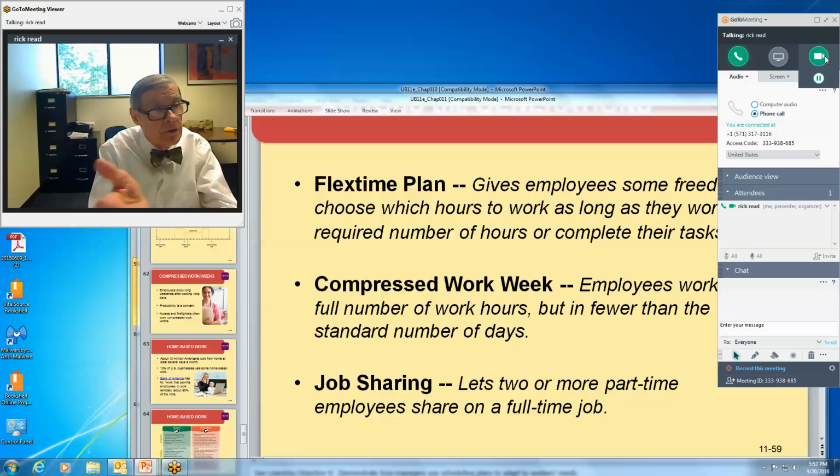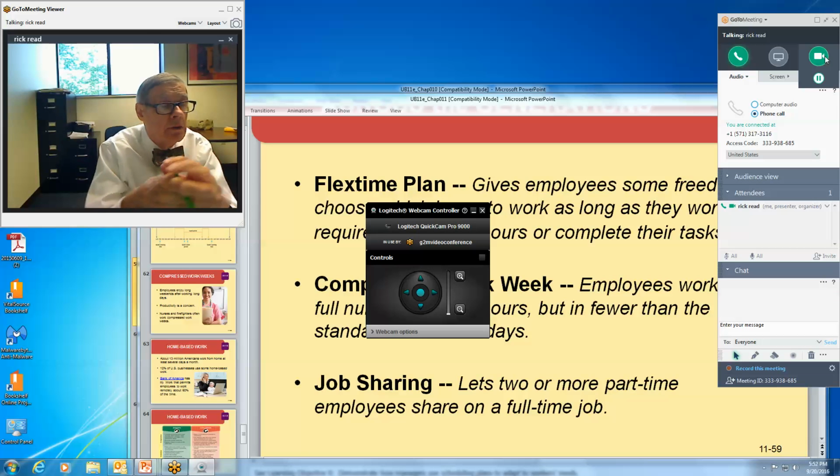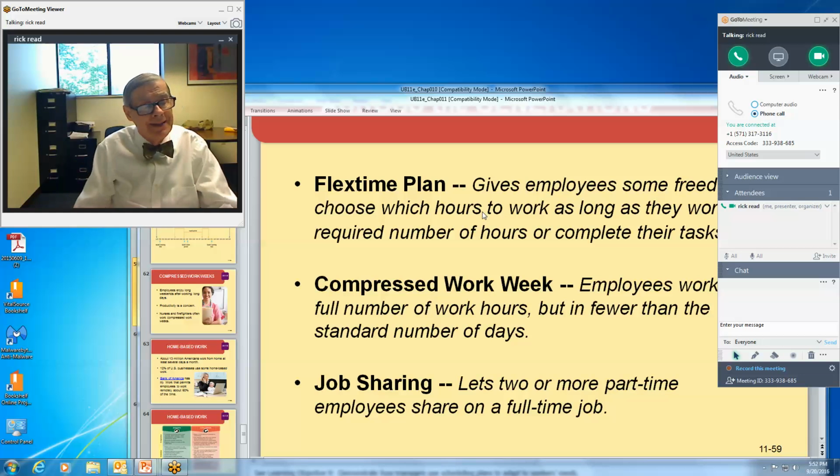Compressed work weeks are exactly what they say. There are 4-day work weeks of 10-hour days. There are 3-day work weeks of 12-hour days. There are some pluses and minuses to those. One plus, of course, is more time off. A downside, or a minus, is that we know that on-the-job injuries occur after the normal 8 hours at work.